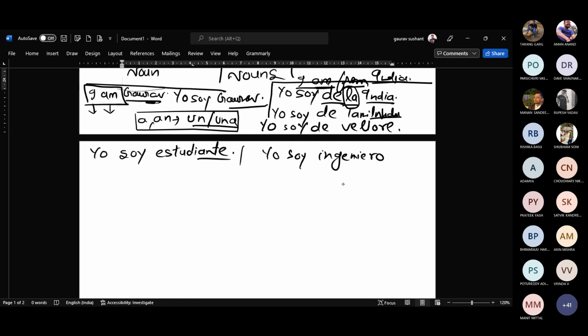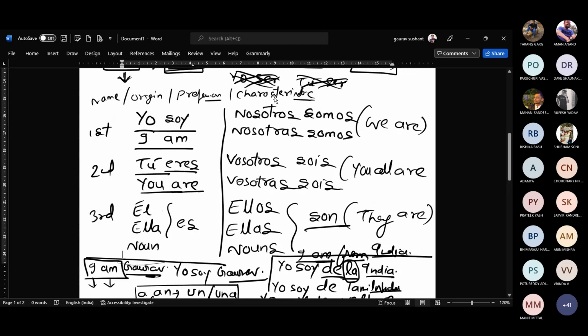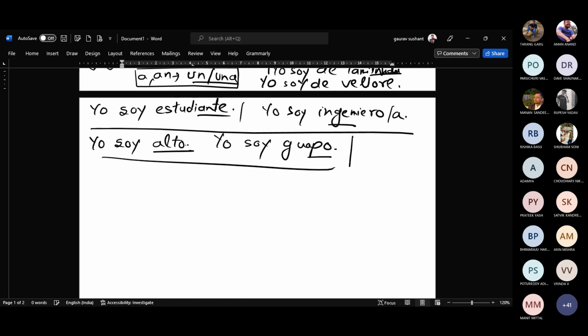The pronunciation you can see is changing; that also I will tell you. Or ingeniera for the feminine one. And we also use ser to talk about characteristics. So if you want to say I am tall, you can use yo soy alta. If you want to say I am beautiful, yo soy guapo. So you're talking about some characteristics.